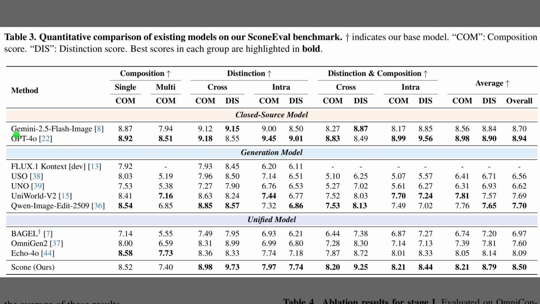The top block reports closed source models, where GPT-4o leads with an overall score just under 9. The middle block covers pure generation models, where OmniGen 2 and UniWorld v2 are strong but still trail Scone on distinction-heavy columns. The bottom block focuses on unified models and highlights that Scone improves significantly over the Bagel base, and even edges out Echo 4o in overall average.